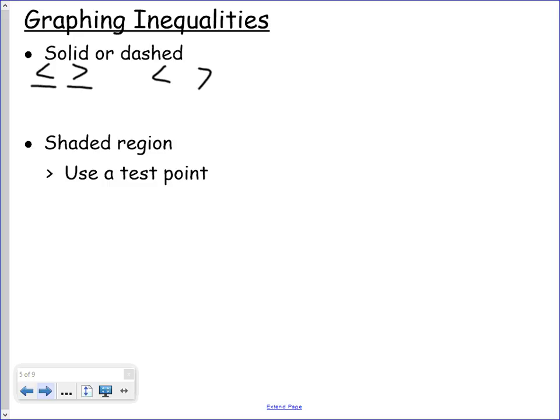Just know that if you're ever unsure about where you should shade, you can always pick a test point. Okay? So when I say pick a test point, the test point should be not on the curve.